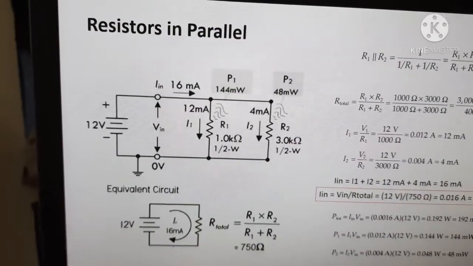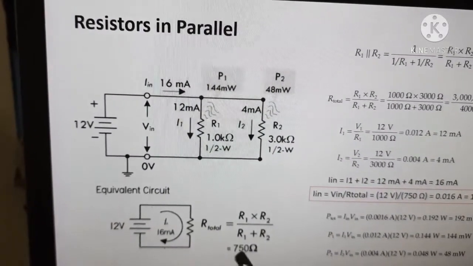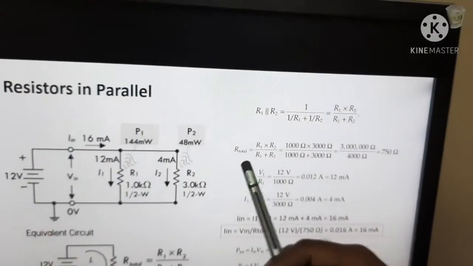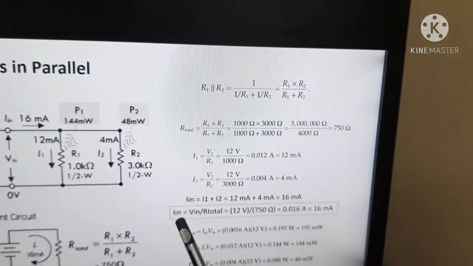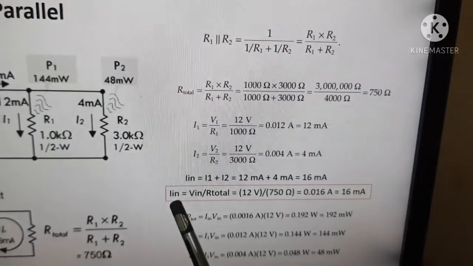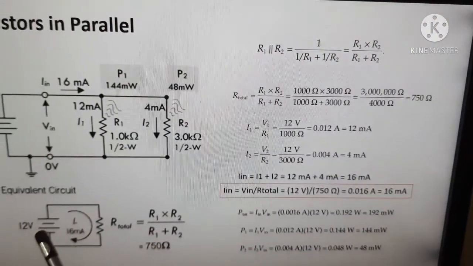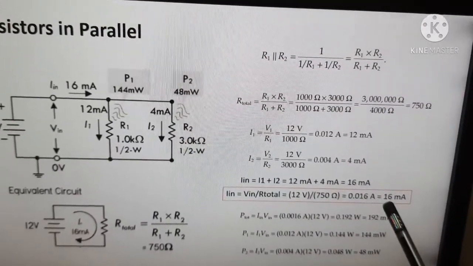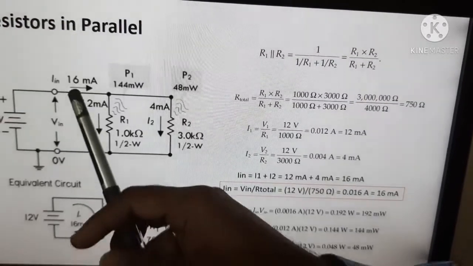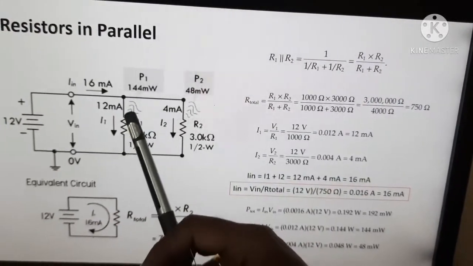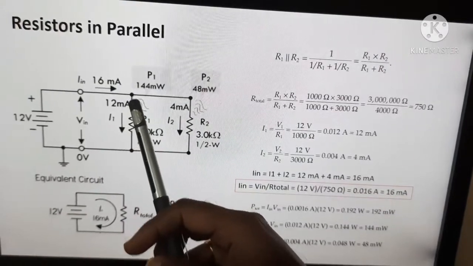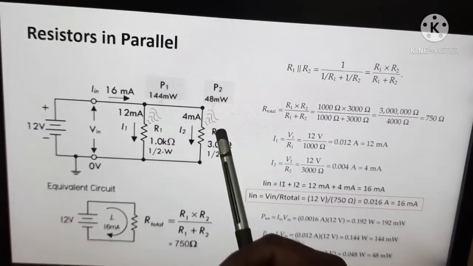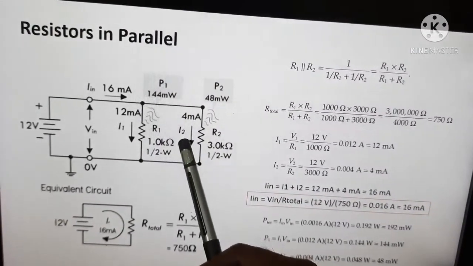With this 750 ohms, we can know what the current flowing through this is. So the total current is equal to the voltage applied divided by R total. With that you can know that it has 60 milliamps of current. When it reaches this node, it is going to divide into I1 through resistor R1 and I2 through R2.